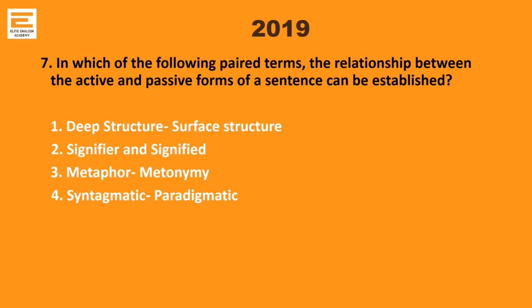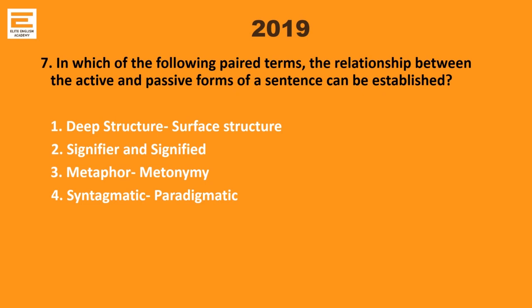Deep structure refers to what we think, and surface structure refers to the language that we speak. Signifier and signified: signifier, the language; signified, the actual thing that is referred to. Metaphor, open comparison. Metonymy, something that stands for something else. For example, if I tell you the word Silicon Valley, what will come to your mind? The software industry available in the US. Like that, syntagmatic and paradigmatic.